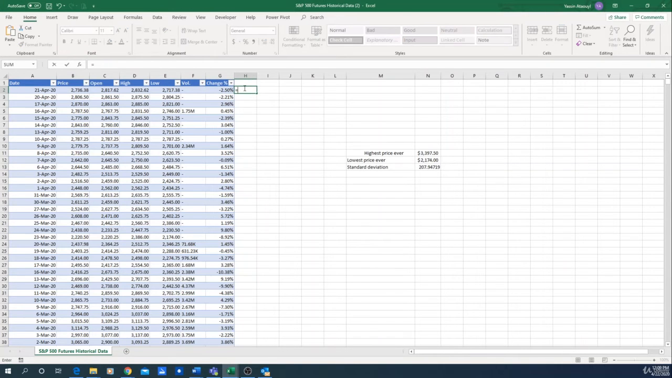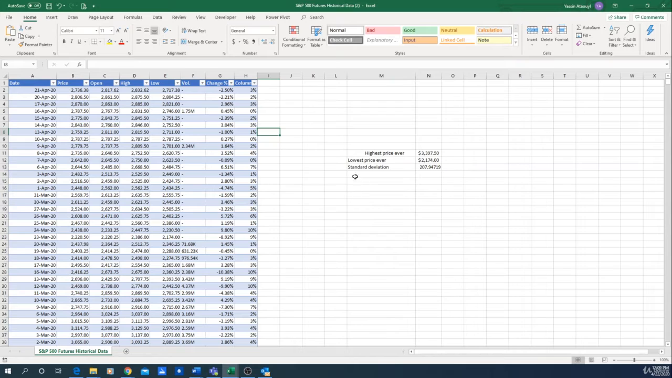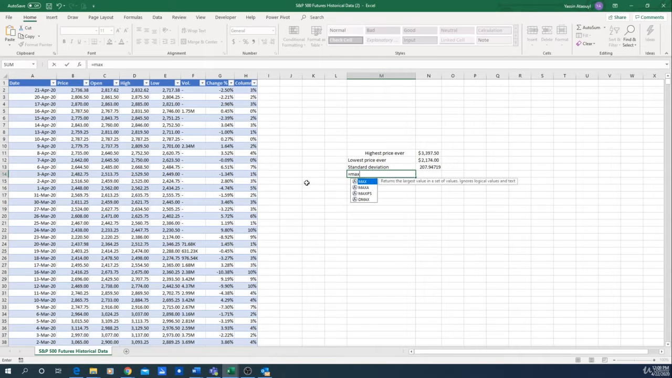So the formula to calculate the absolute value is simply ABS. You open up the parentheses and you select the cell. So it will load and will automatically generate another tab like this. Next thing you guys want to do is simply put it in percentage. And then what we'll do is simply find out the highest value of all those values. So simply click equal max.